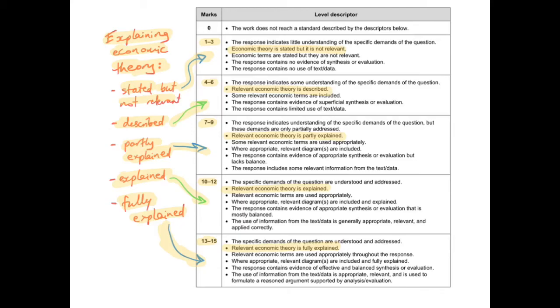So I'm assuming everybody is aiming for level 5. You want to make sure that you have fully explained relevant economic theory, not irrelevant economic theory. Okay, you have fully explained the relevant economic theory.